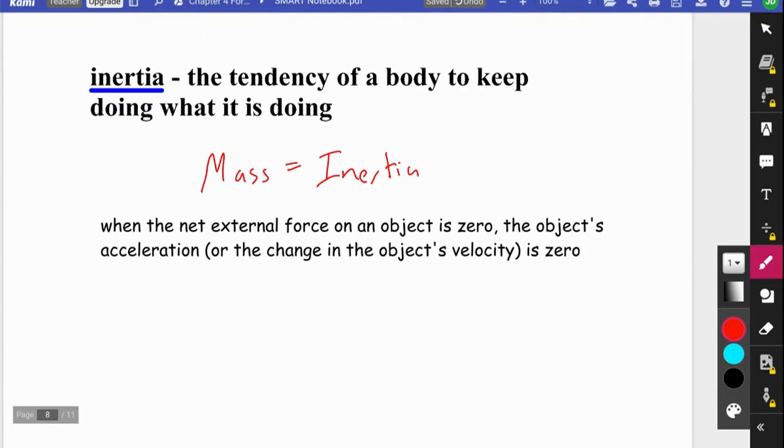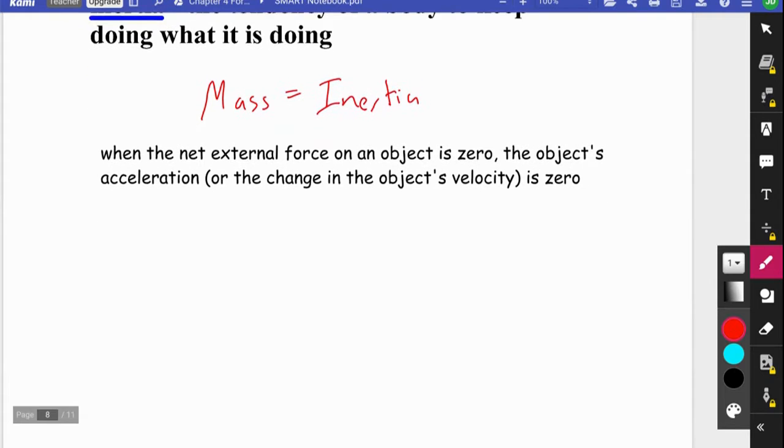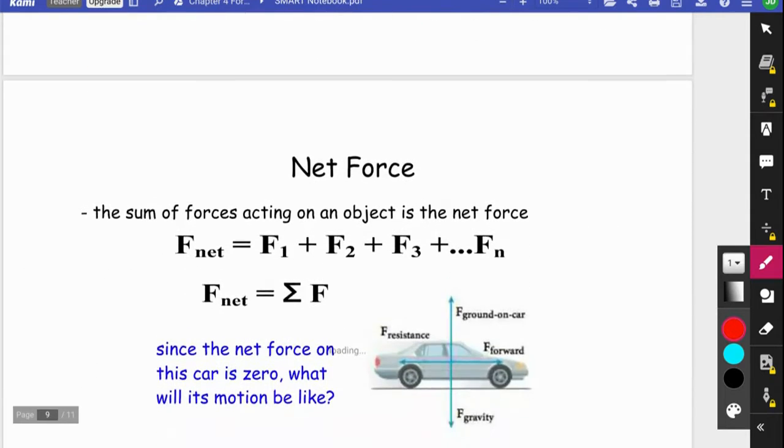But still, no matter what the case is, if there is a net external force on an object and it causes the object to change its motion, that can happen. So if the net external forces are zero, though, the object's going to keep doing what it's doing.